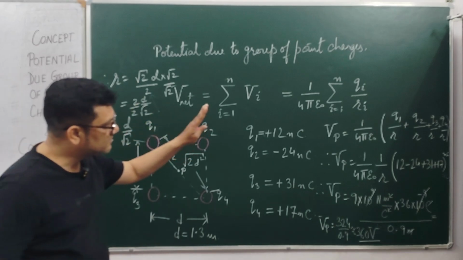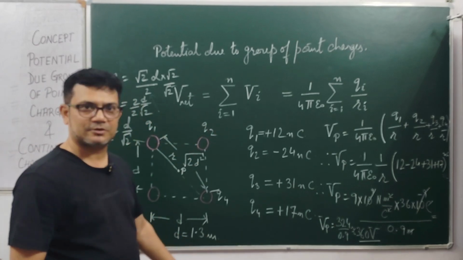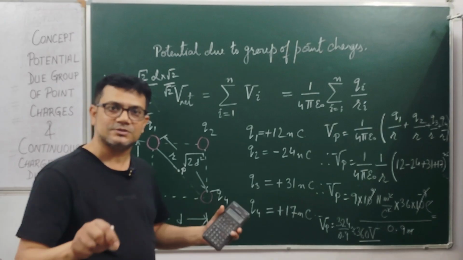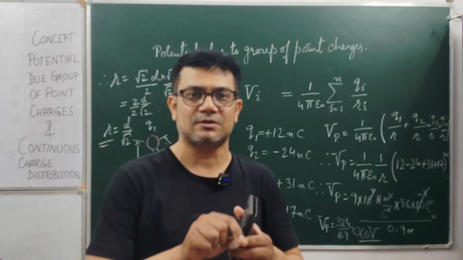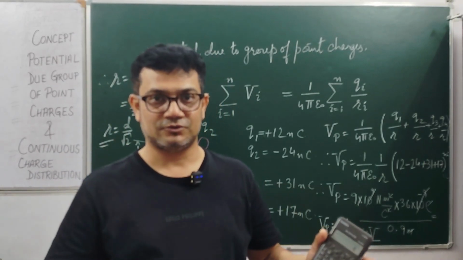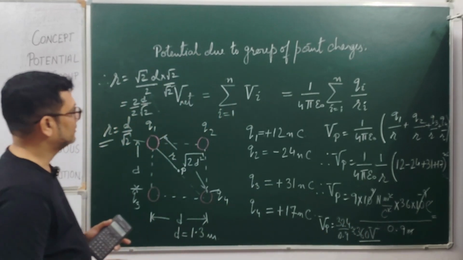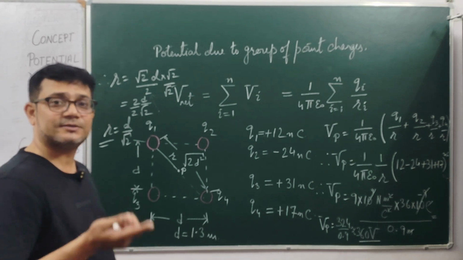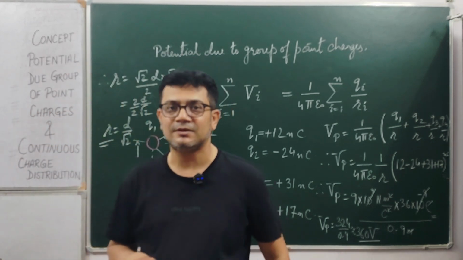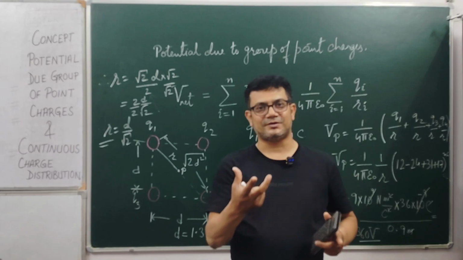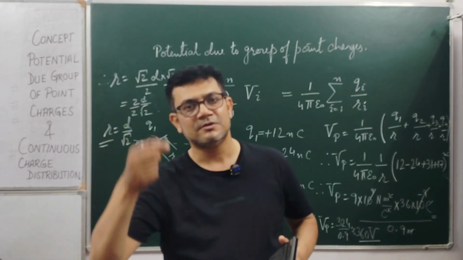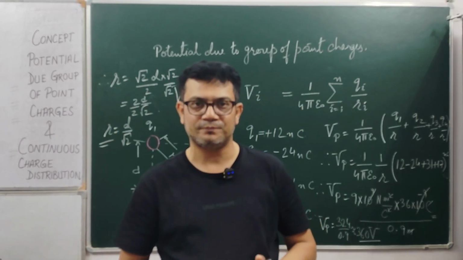With discrete charges, we use this same process, but when you have a continuous charge distribution, we are going to use calculus to calculate the net potential. So in the next lecture, we are going to take up an example wherein we have a rod or a disc, and we want to find the potential. So watch the next video for the same.